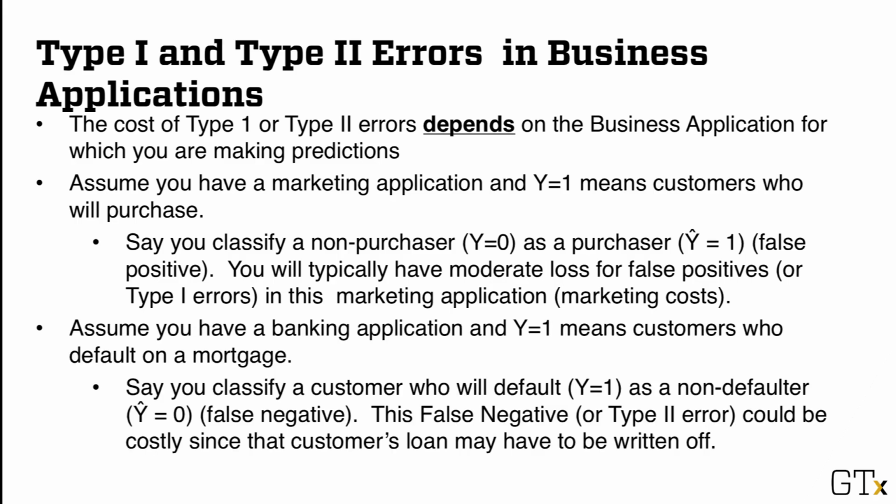In another example in business, you have a banking application, and in this case, let us say y equals 1 means customers who default on a mortgage. Say you classify a customer who will default, y equals 1, as a non-defaulter. So, it is a false negative. This false negative or type 2 error could be costly to the bank, since that customer's loan or mortgage may have to be written off.